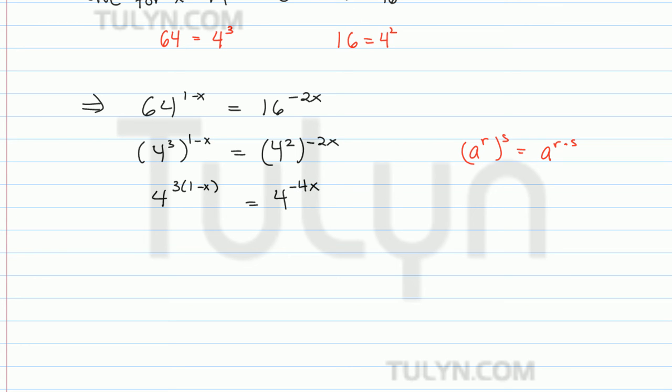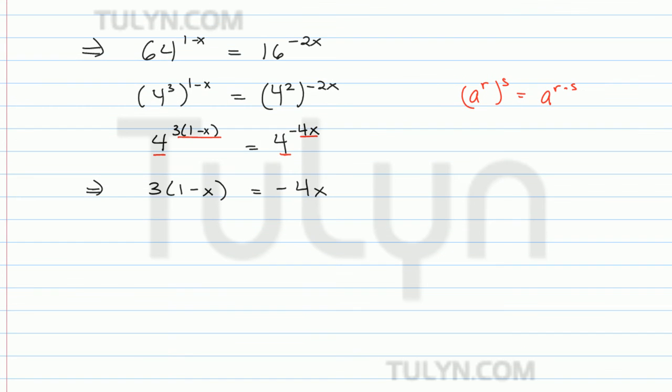So now, since these two values are equal and the bases are equal, that means that these exponents must be equal as well. So what we can do is we can just equate the exponents. So we have 3 times 1 minus x is equal to negative 4x. And now we can just solve for x.